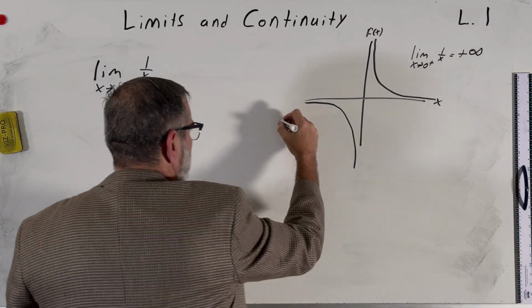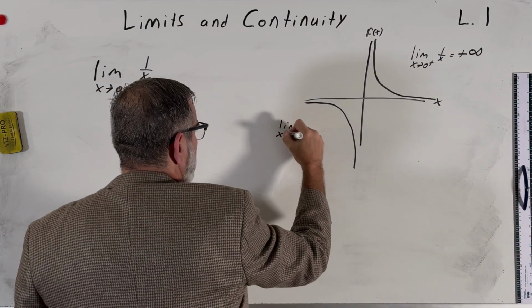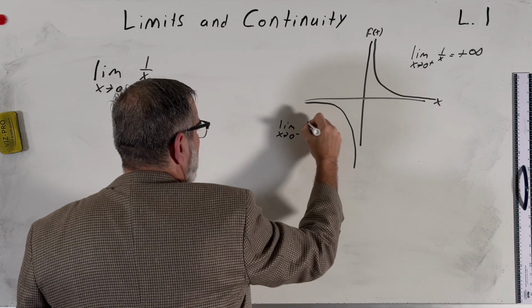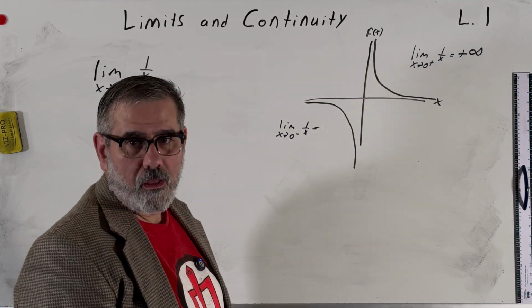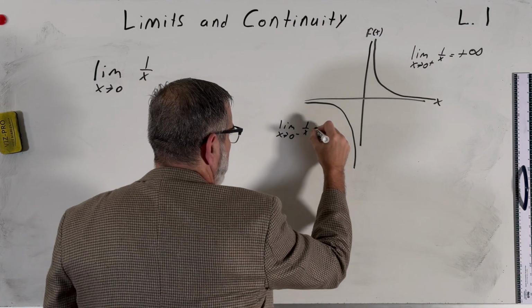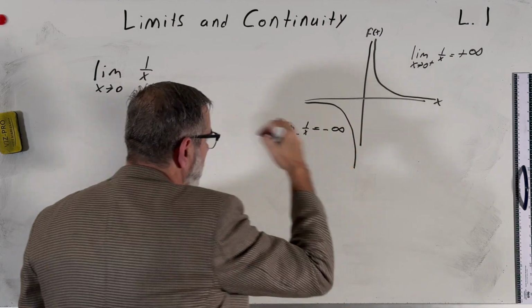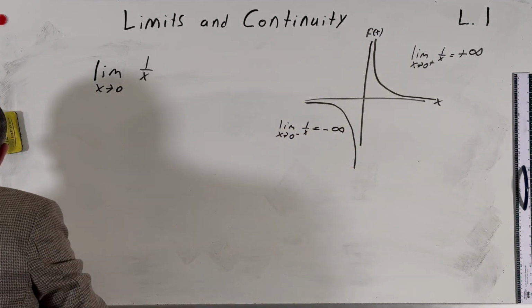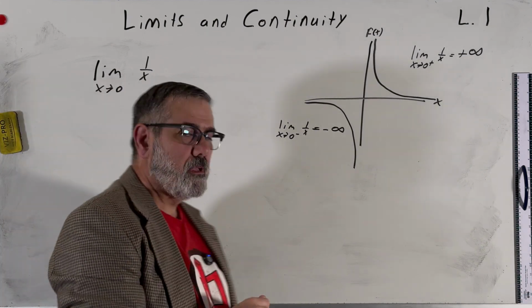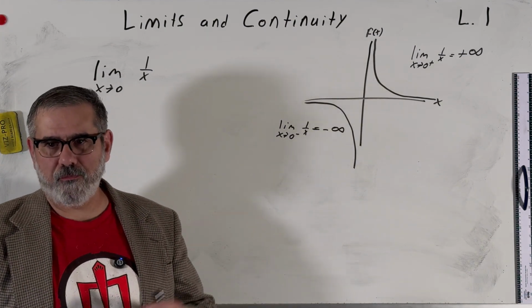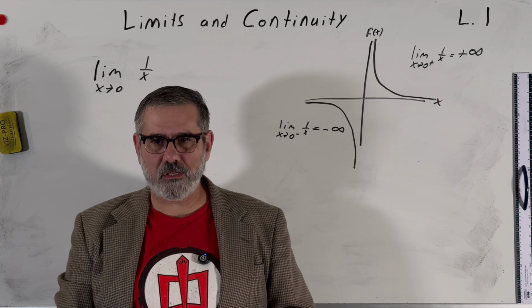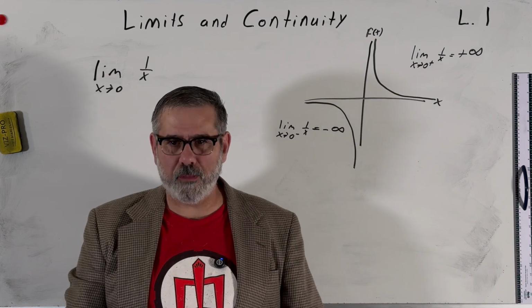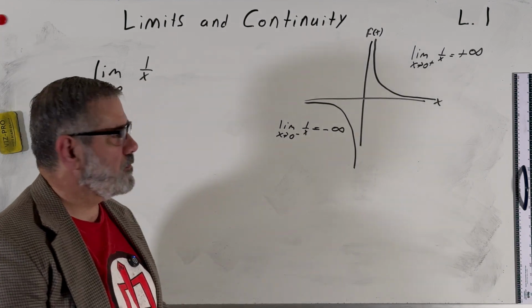Now what if I approach it from the left? The limit as x approaches 0 from the left of 1 over x is equal to what? What happens as I approach it from the left? It goes to negative infinity. Minus infinity, exactly. Now, from the previous theorem that we had, that if the limit from the left and the limit from the right are not the same, then the limit doesn't exist, that's one reason this limit doesn't exist. In general, limits of infinity don't exist.